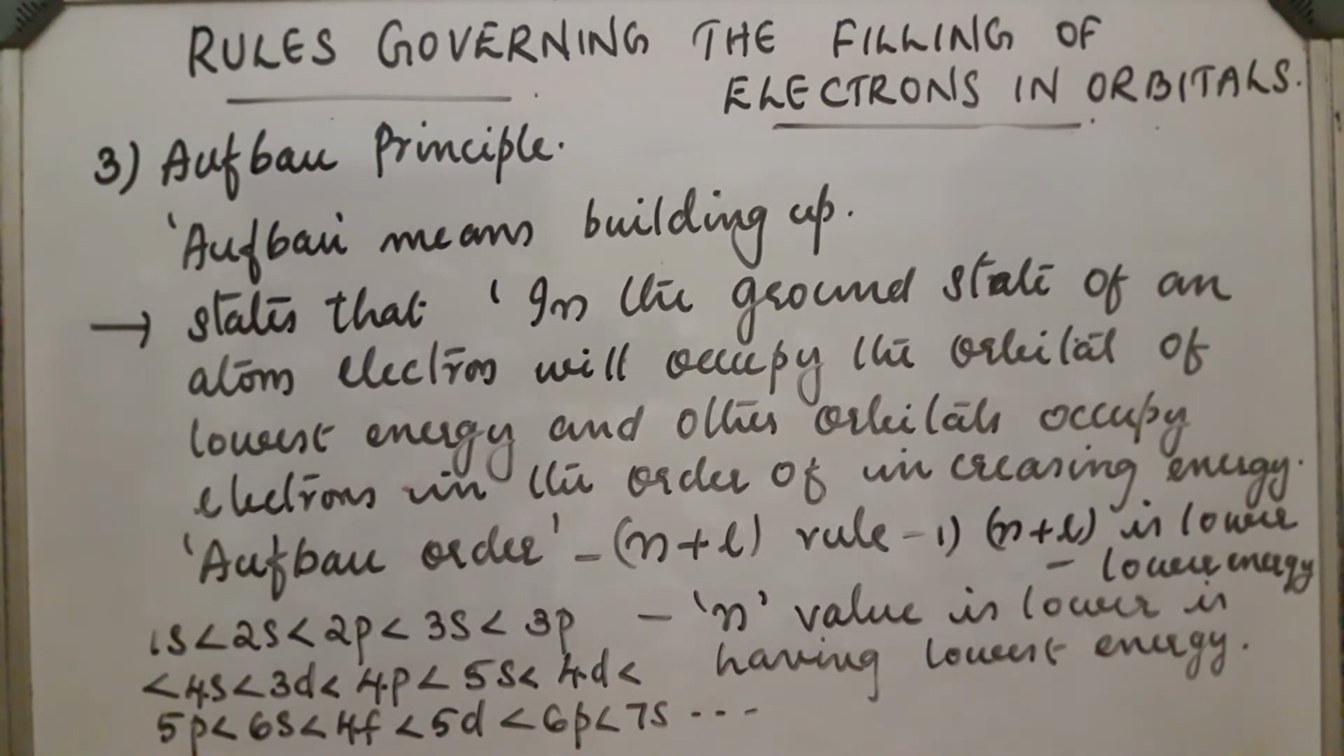According to this order, the orbitals are arranged. The lowest energy is the 1s orbital and so on, and here it follows the n plus L rule. If n plus L is the same for different orbitals, then they are arranged according to their n value. The lowest n value has the lowest energy. This is the Aufbau principle.